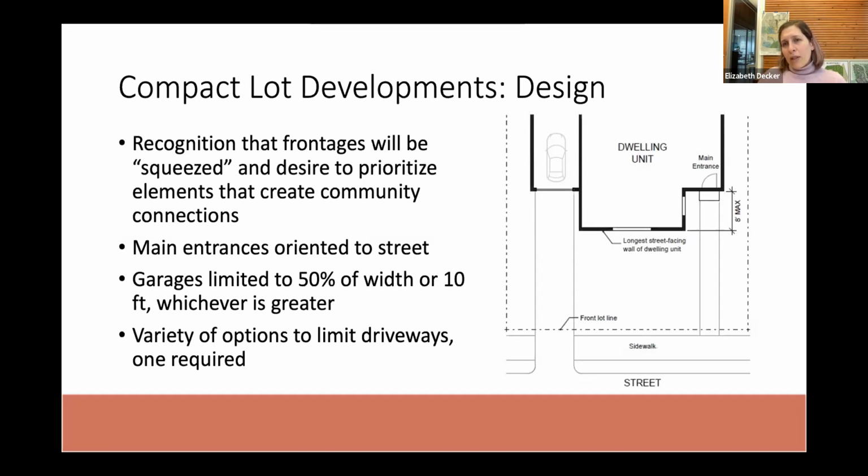Having the garage set back the same amount as the dwelling unit or further. It could also include things like a narrower driveway, or a shared driveway. It could include alleys, but by no means are those the only option, nor are alleys per se required. But one of those treatments is required. So that is a component of this proposal. Any feedback on that part?